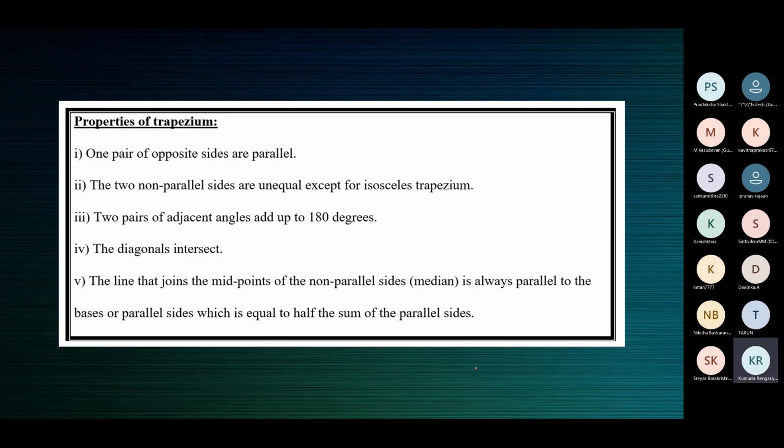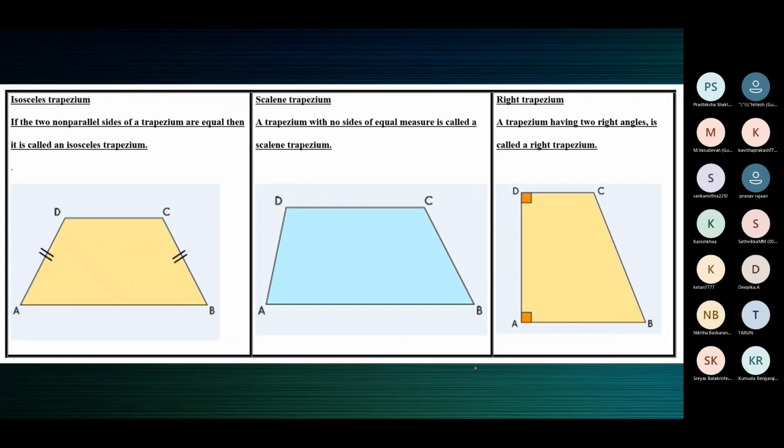You see the properties of a trapezium? One pair of opposite sides are parallel, correct? The two non-parallel sides are unequal, except for isosceles trapezium. Except in an isosceles trapezium, the two non-parallel sides will be unequal.